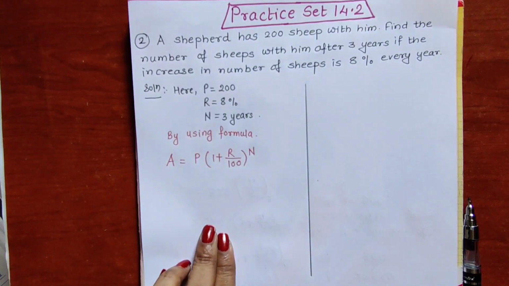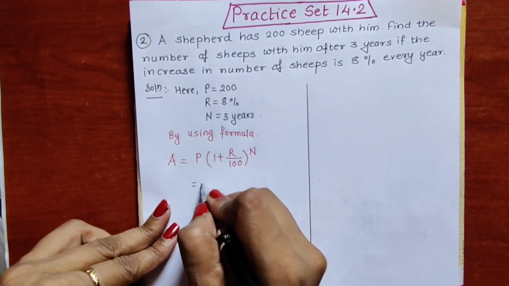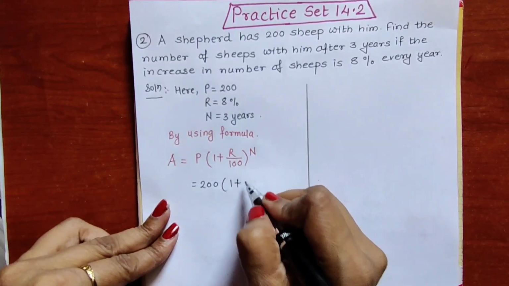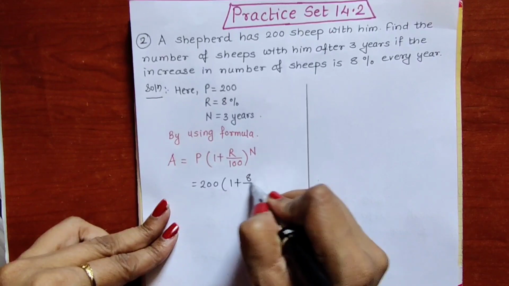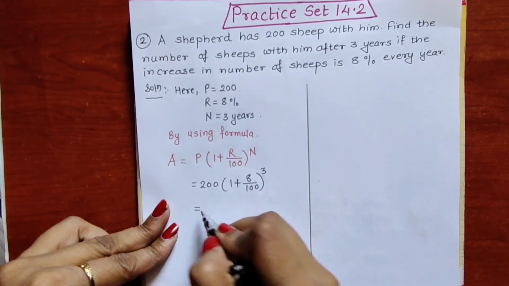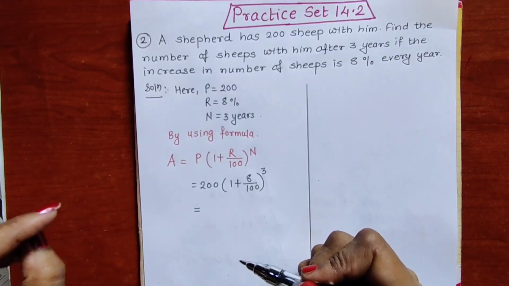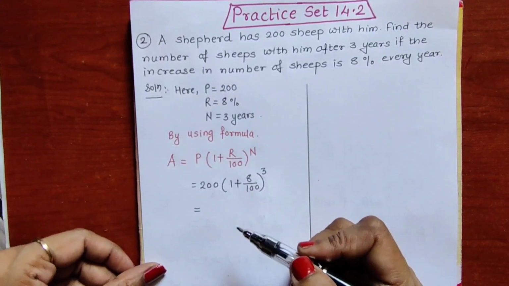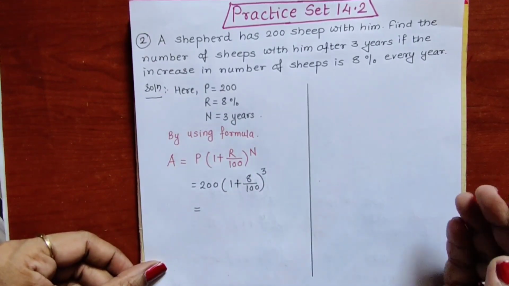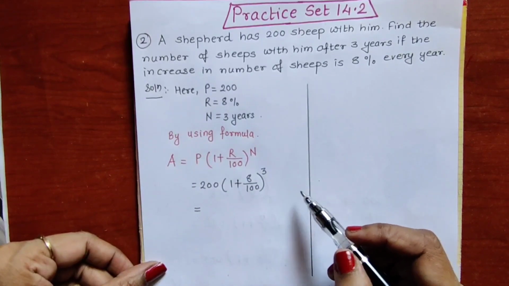Now we will substitute the values here. P value is 200, so A is equal to 200, 1 plus R value is 8 upon 100 raised to N value is 3. So I am not going to cancel here 8 and 100. I will just cross multiply because it will be easy for calculation later on. In the next steps it will be easy to calculate. That's why I am not going to cancel this 8 and 100 here.